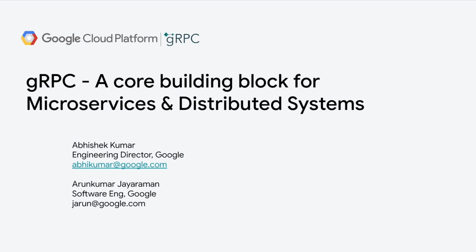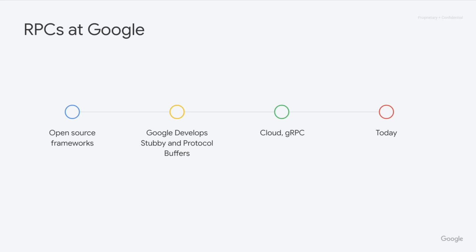And RPC systems have been built and distributed in open source ever since that period. At Google, in the very early startup days, the systems were built using open source frameworks. But in the very early days, some of the early engineers at Google, folks like Jeff Dean and Sanjay Ghemawat and a bunch of other big names, developed an RPC system called Stubby, and they developed protocol buffers. And over time, these became the foundation for all sorts of distributed systems built at Google.